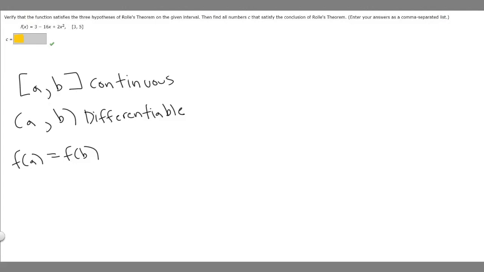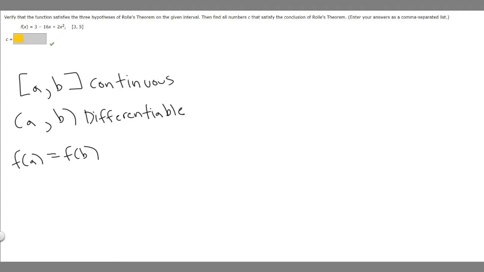So in this problem, we're told to verify that the function satisfies the three hypotheses of Rolle's theorem on the given interval. Then find all numbers c that satisfy the conclusion of Rolle's theorem. Then we're supposed to enter our answers as a comma-separated list. So we're given this function here, f of x equals 3 minus 16x plus 2x squared, and we're given this closed interval from 3 to 5.